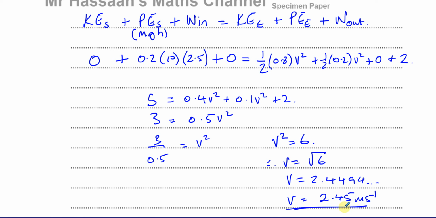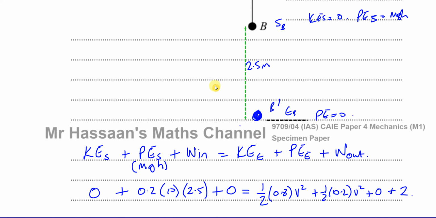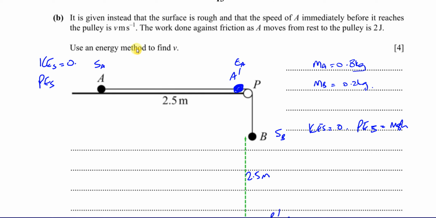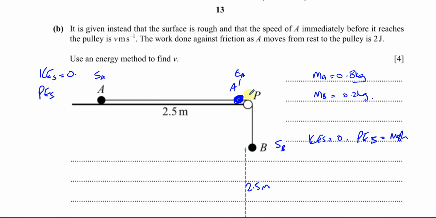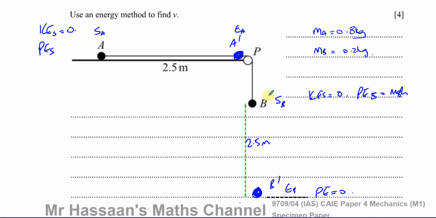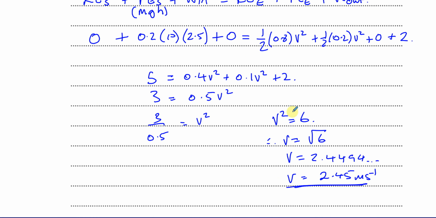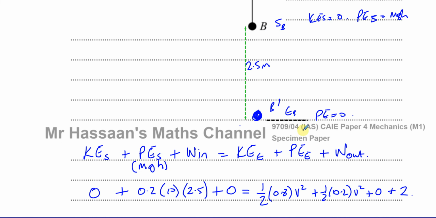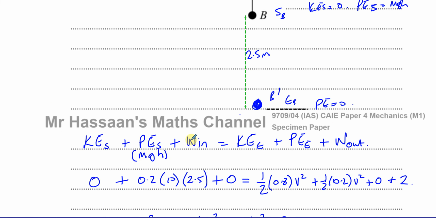That is the velocity of particle A as well as particle B at the point where A reaches the pulley, when it has traveled 2.5 meters. So this is using an energy method, as they ask us to do, to find v. All right, so this is a nice little equation.